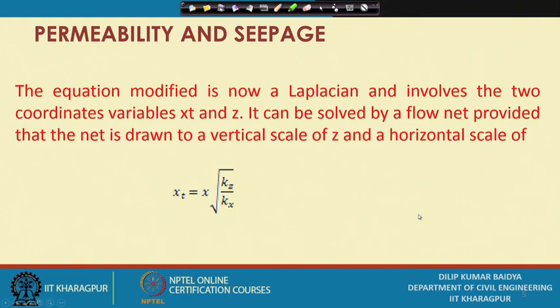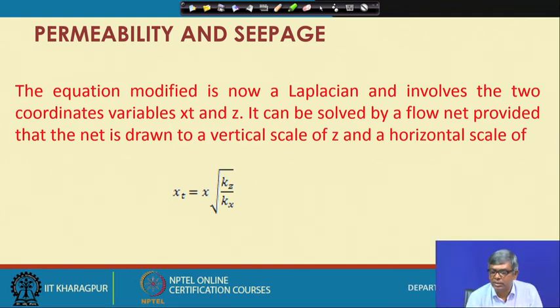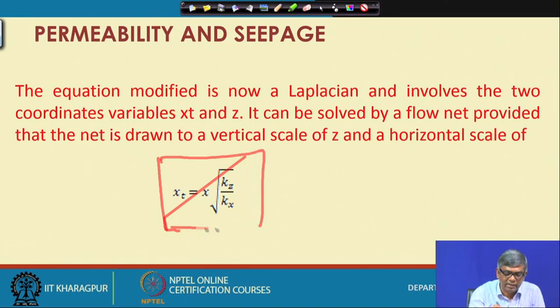So, now the modified equation is a Laplacian and involves two coordinate variables, x_t and z. Originally it was x and z, now it becomes x_t and z. It can be solved by a flow net provided that the net is drawn to a vertical scale of z and a horizontal scale of x_t. So, this is the change. Sorry, the horizontal scale has to be changed: x_t equals x into under root k z by k x. If I do that, then how that equation can be utilized, I have to see now.